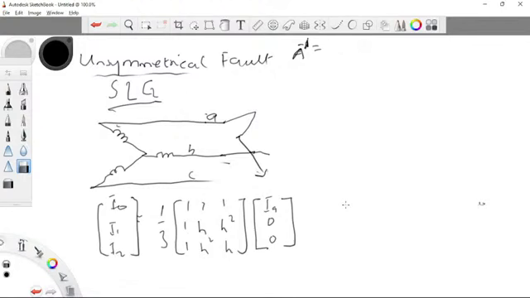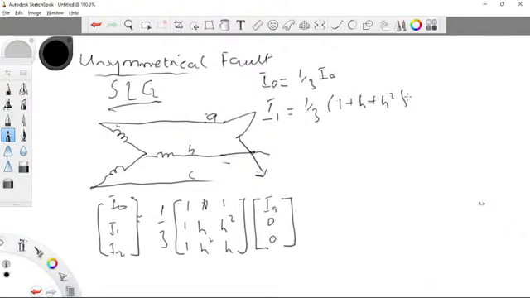So if we are doing unsymmetrical faults, by the way, for those who might have just joined us, this is single line to ground fault. We write an expression for I0, giving us 1/3 of IA. The rest is 0, 0, so we don't have anything else. I1 gives us 1/3 of (1 plus H squared plus H) IA. I2 gives us 1/3 of (1 plus H plus H squared) IA. Please, this is an expression you should know gives you 0. That means I1 gives 0, I2 gives 0.